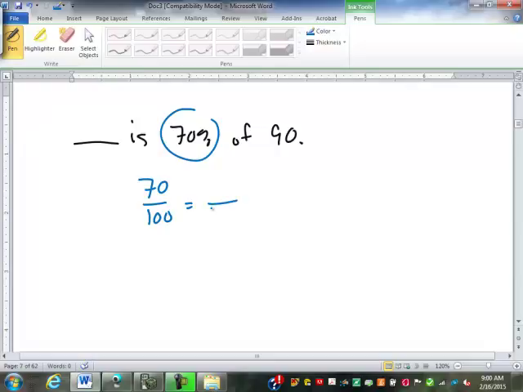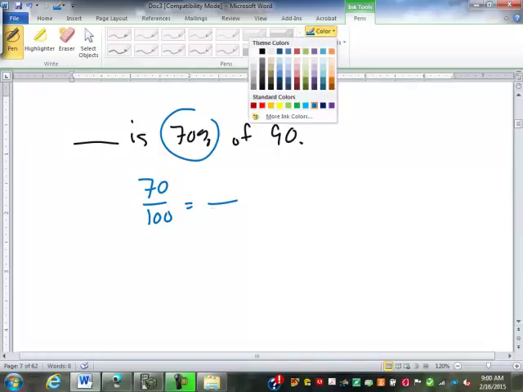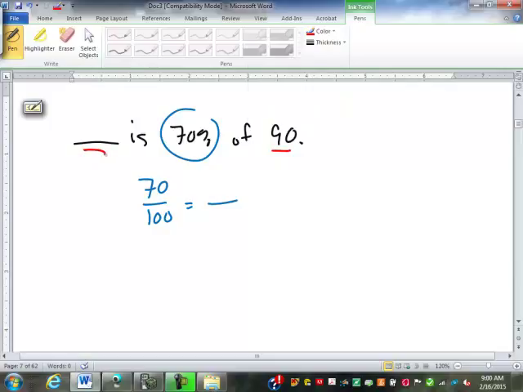Okay, yeah, so now we have to match up. We have two more numbers in here. We have the 90, but we also have the missing number. We have to figure out which one matches up with the 70 and which one matches up with the 100.